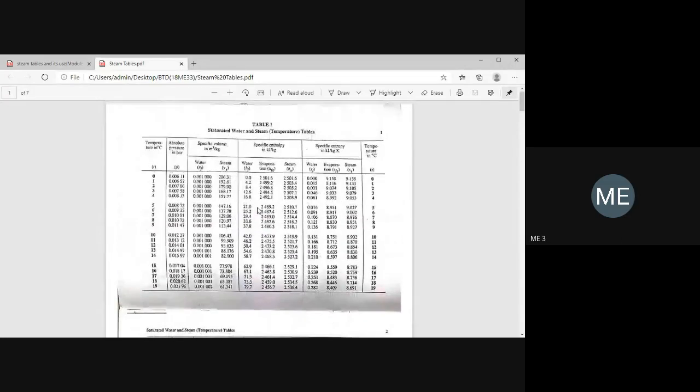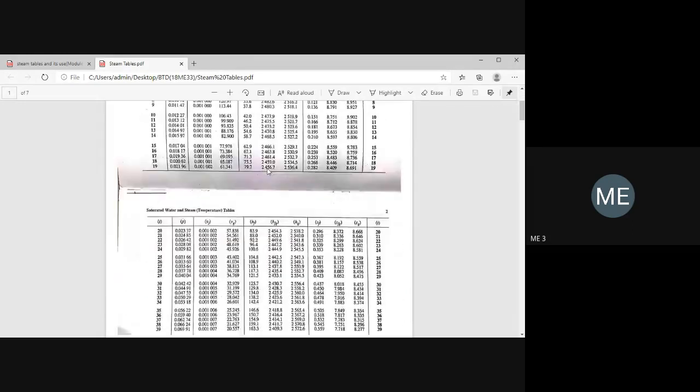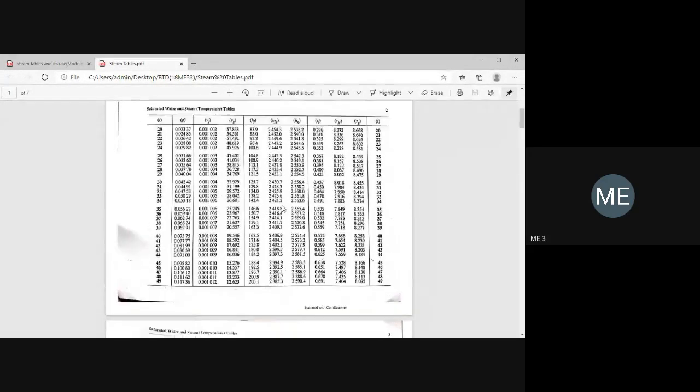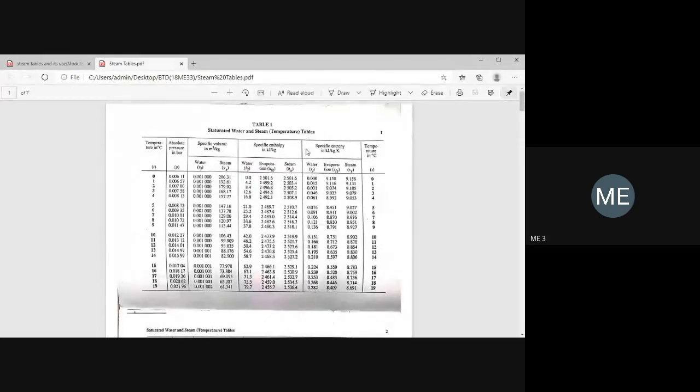And hfg is called latent heat. Latent heat is the amount of heat required to convert 1 kg of water at saturation temperature to 1 kg of dry saturated steam at the same temperature. So at 40 degrees, it is 2460.9. This is hfg, and we also have hg, which is the summation of hf and hfg. It is for steam, represented by hg.